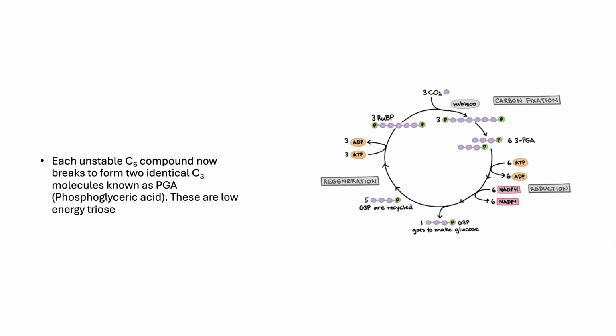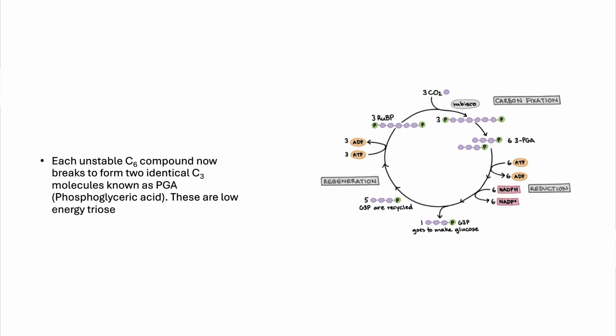6 times 5 is 30. So we had 30 in the beginning and 30 in the end after we removed one of the PGAs. I don't know if you can make sense of it, but just know the first part that I explained. You don't have to exactly know the regeneration part, how it is continuous, if you could understand what I'm trying to say.